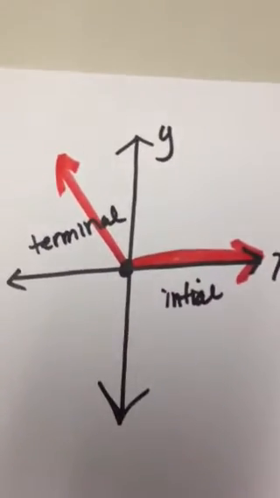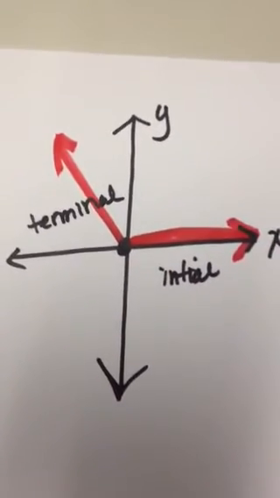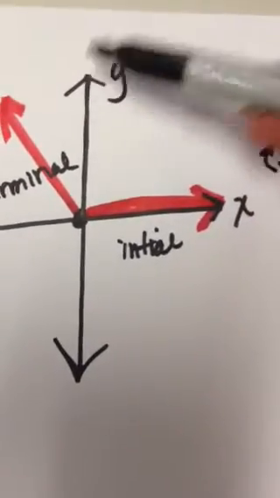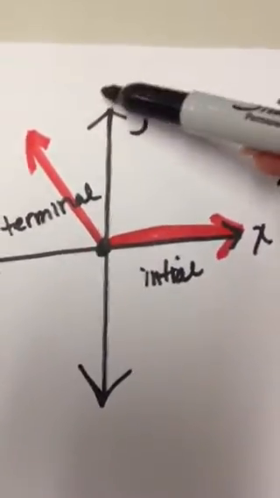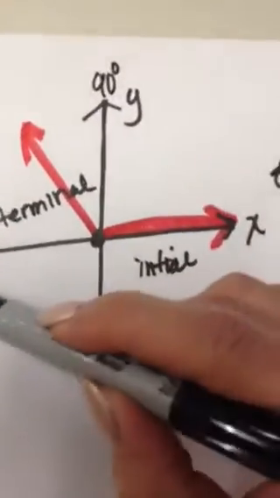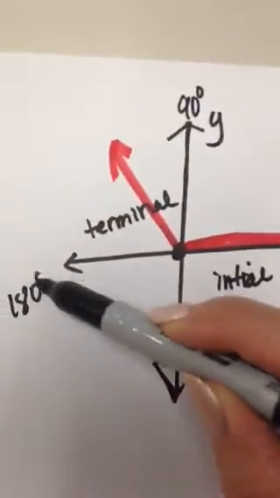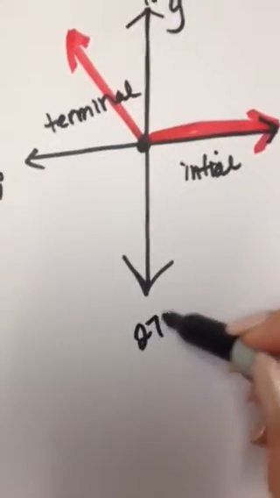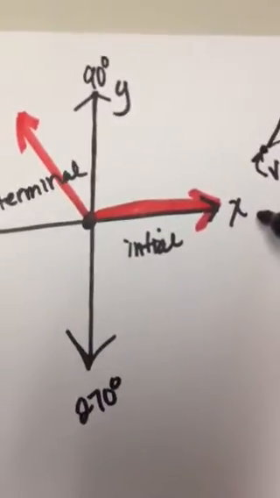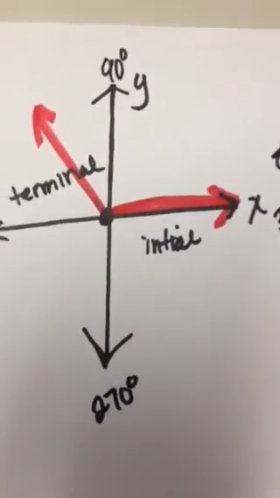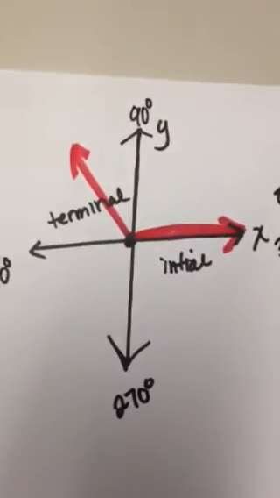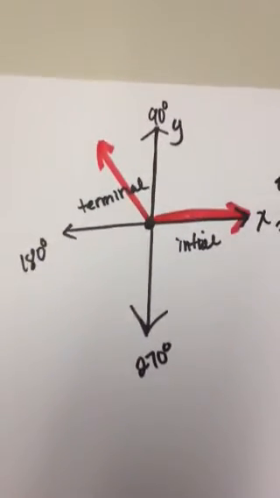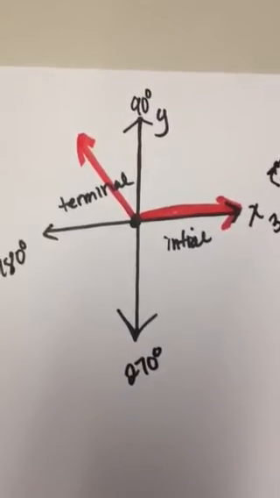Now, I have to try and figure out how many degrees this actual angle is. Well, it would be easy if I stopped on one of my axes, because this would be 90 degrees, this would be 180 degrees, this would be 270 degrees, and of course all the way over here back to the beginning would be 360 degrees. So we're going to just kind of get an idea of how large this angle is.